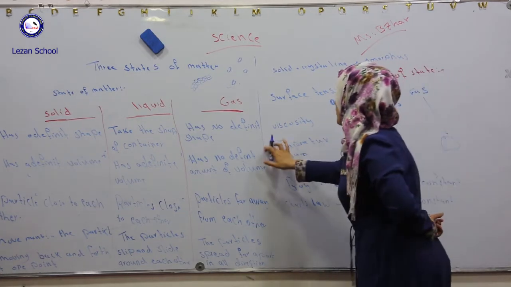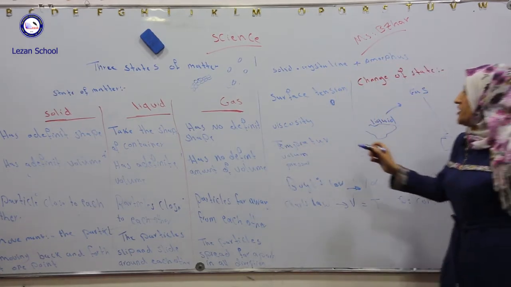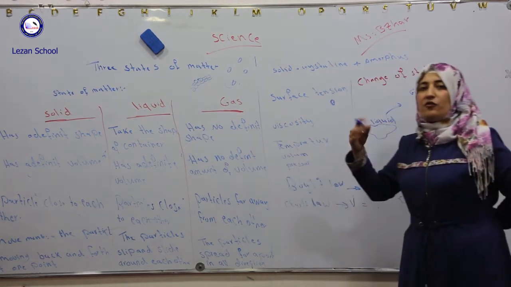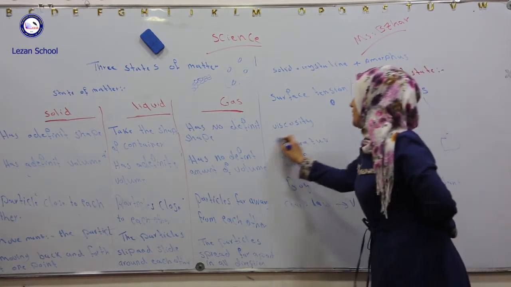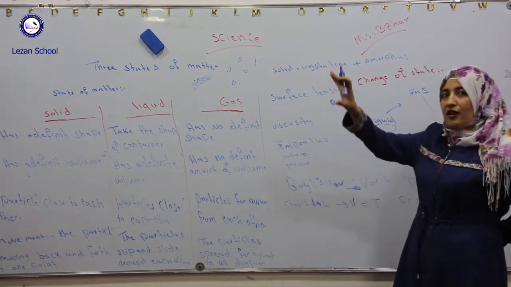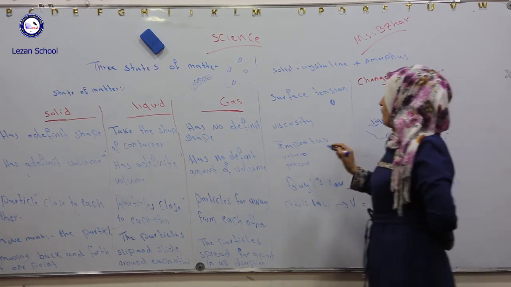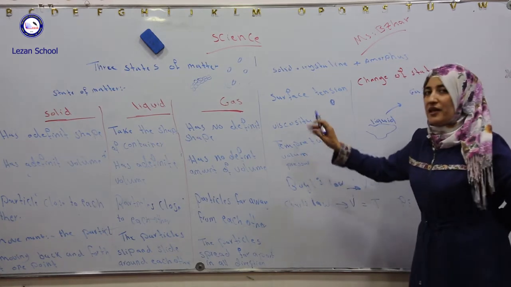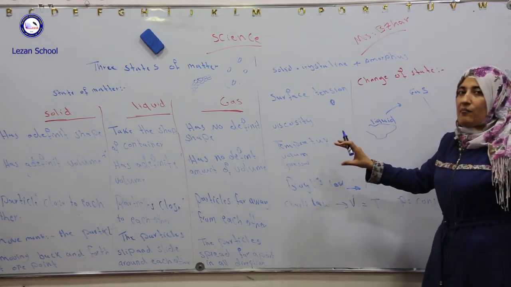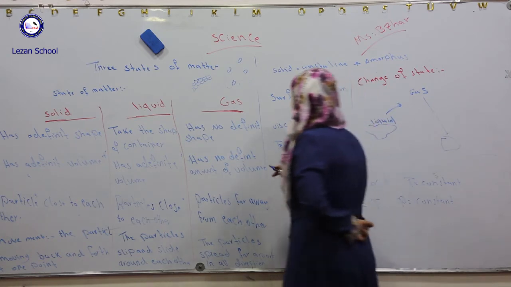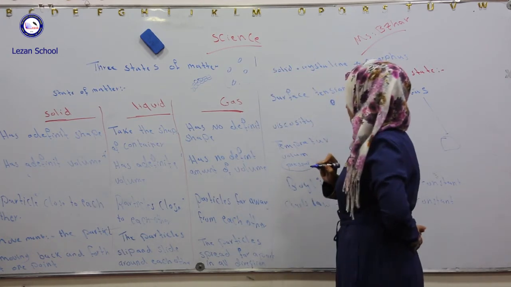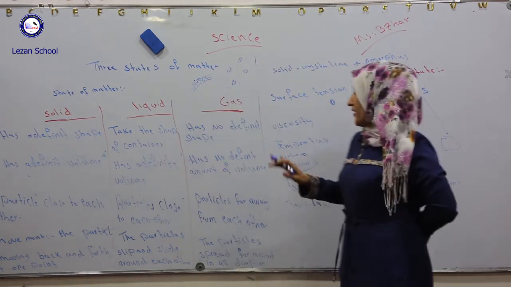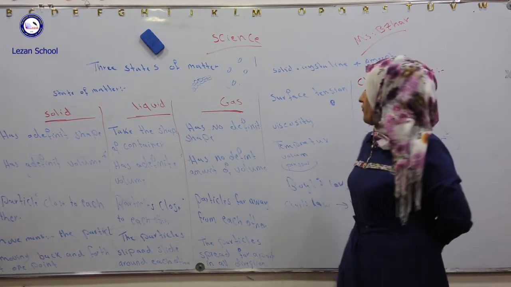Okay. Temperature. What is temperature? Temperature measures how fast the particles move. Volume. What is volume? Volume means the space taken up by matter. And we have pressure. Pressure is the force that is exerted on a surface area.